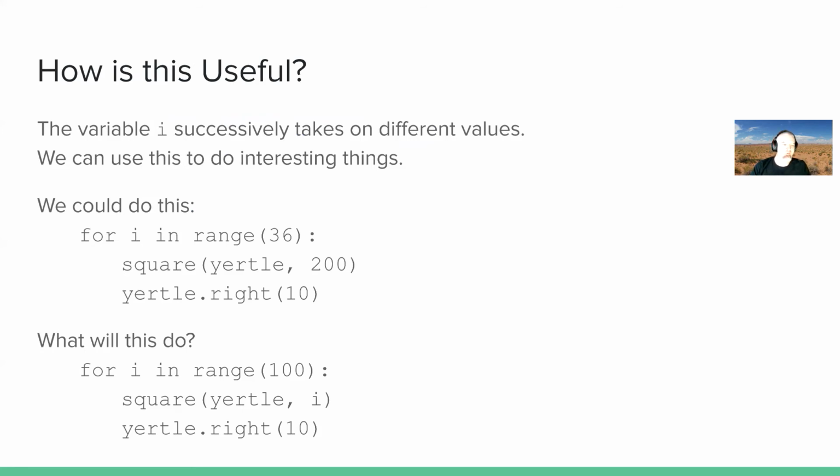So why is it useful to have a variable I that takes on different values? Intuitively that might not make a whole lot of sense. So why do we care? Why do we need this? But the truth is it can actually be useful, or it very often is useful.